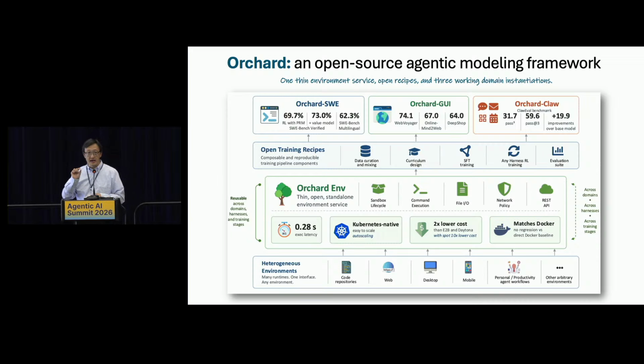Okay? Then in order to demonstrate the effectiveness of this environment, we built three agentic modeling recipes on top of it as a demonstration. First is Orchard Swing. This targets the software engineering agent. What we did is distill about 100,000 trajectories from the models. And interestingly, we got very good results, 73% on SWE-bench Verified, if you know this benchmark well. This result already surpassed a lot of open source models, regardless of the small size of the model.